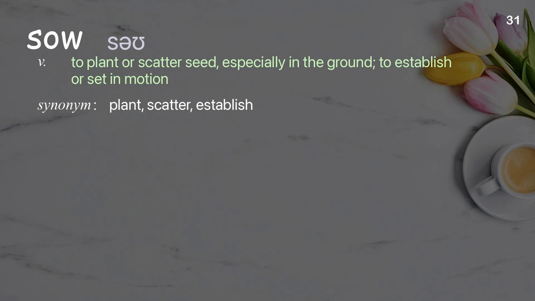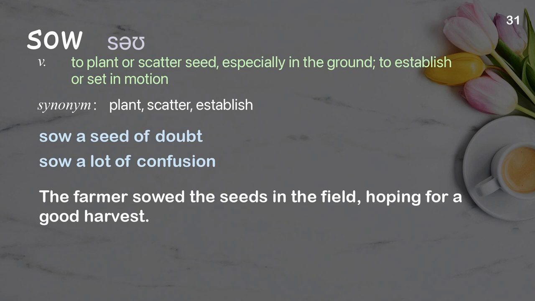Sow: to plant or scatter seed, especially in the ground, to establish or set in motion. Examples: sow a seed of doubt. Sow a lot of confusion. The farmer sowed the seeds in the field, hoping for a good harvest.